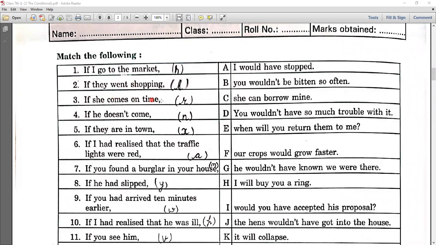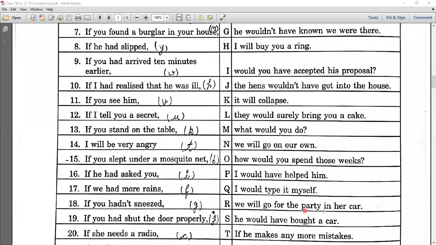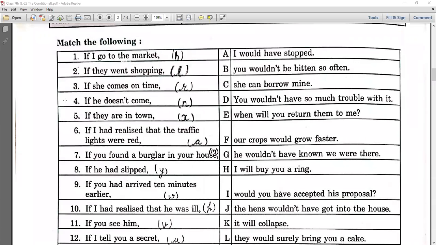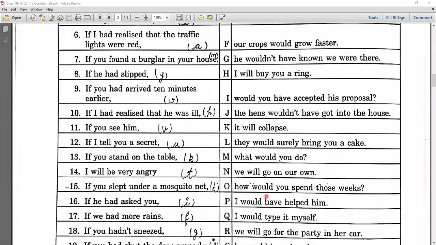Next is if she comes on time. Comes is a present, simple present, so we'll apply will over here. So the answer is we will go for the party in her car. Okay, next is if he does not come. If he does not come, it is also a simple present related to the negative sentence. Okay, so we will apply over here will again. Okay, so we will go on our own.